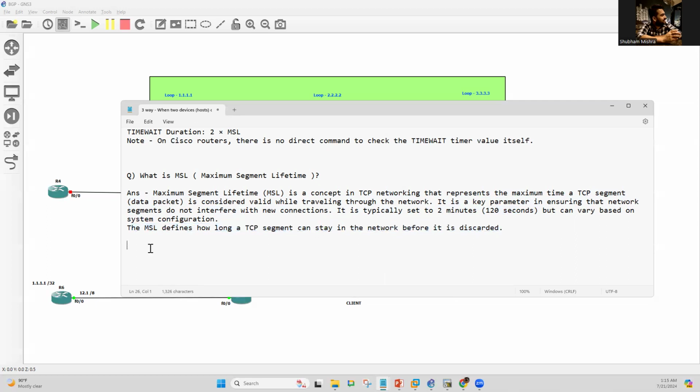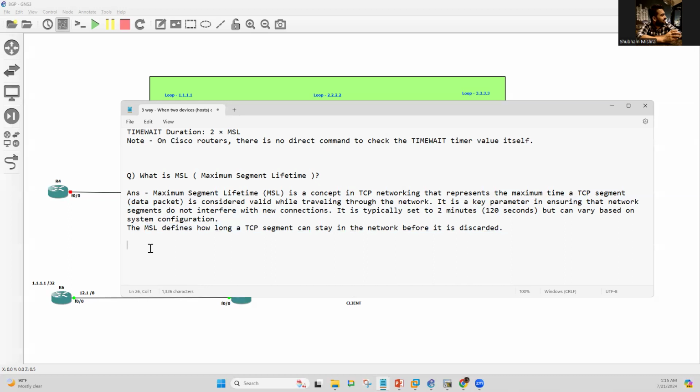Yes. MSL is nothing. MSL is the timer. What timer? MSL defines the TCP connection timer. Just understand it like this: MSL defines the TCP connection timer.